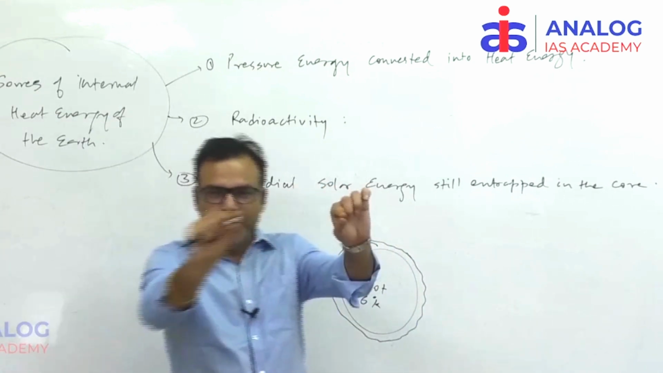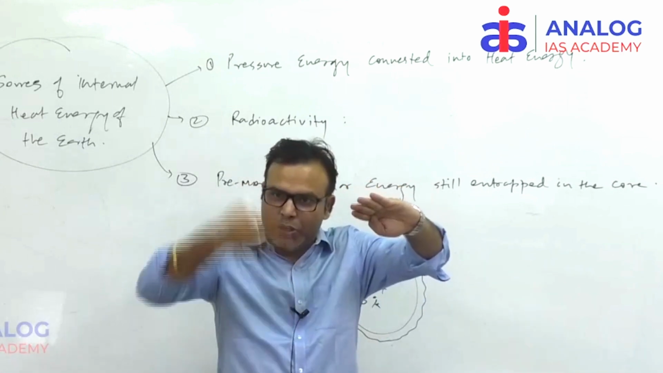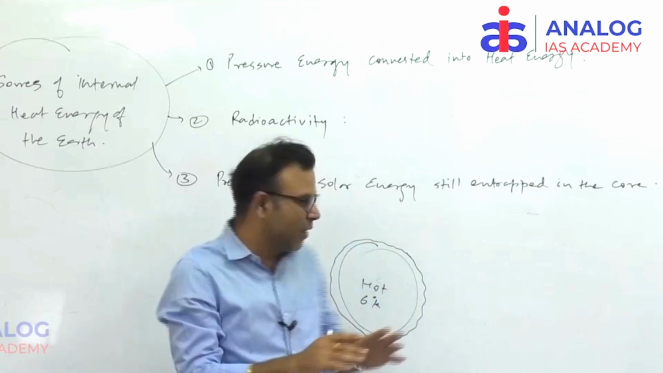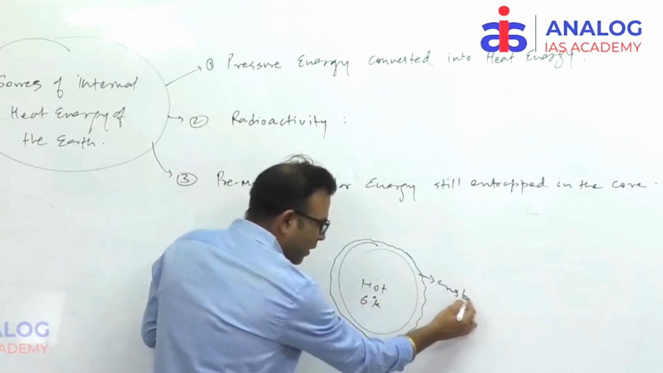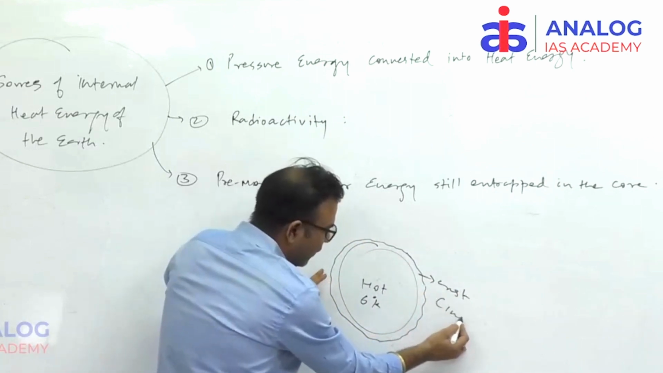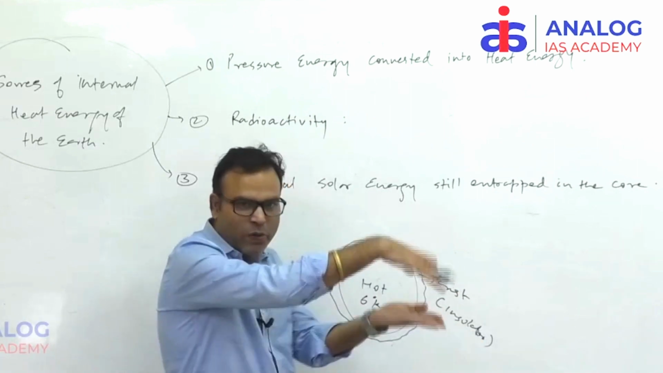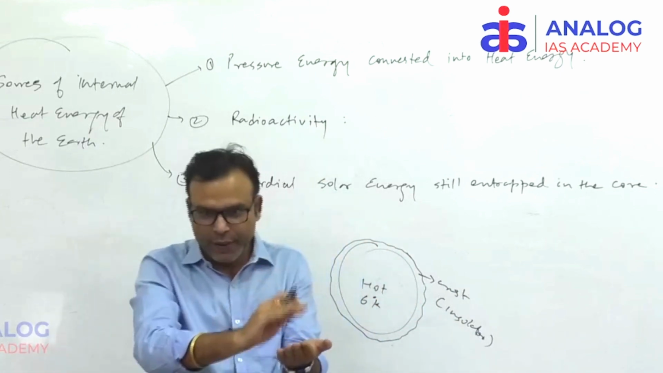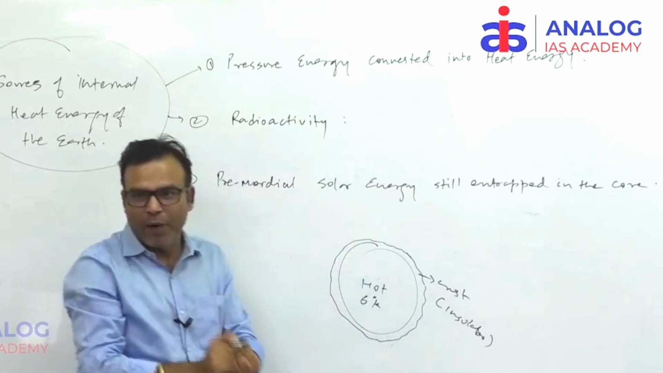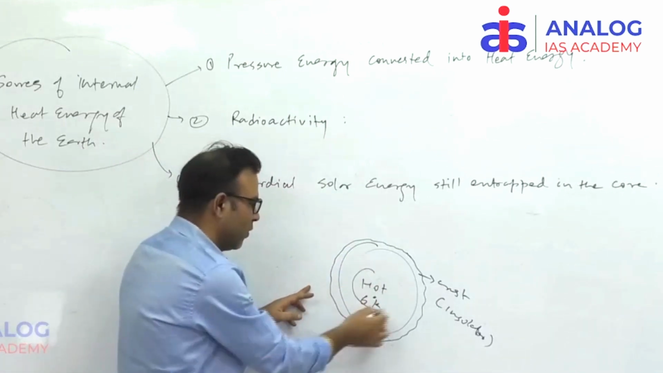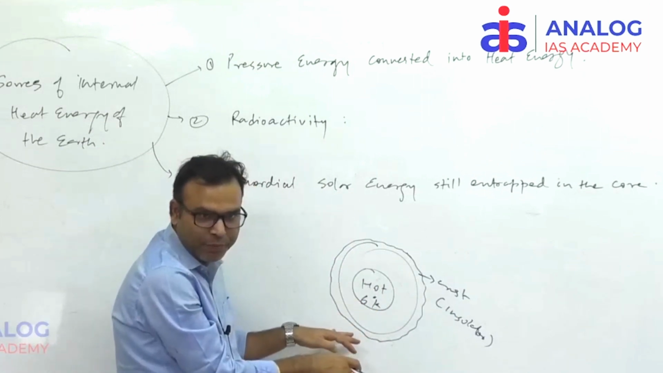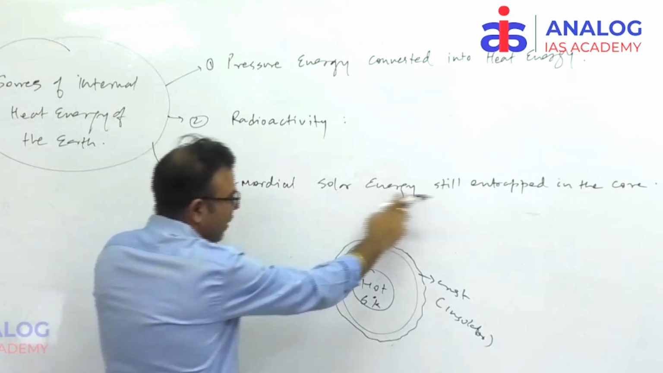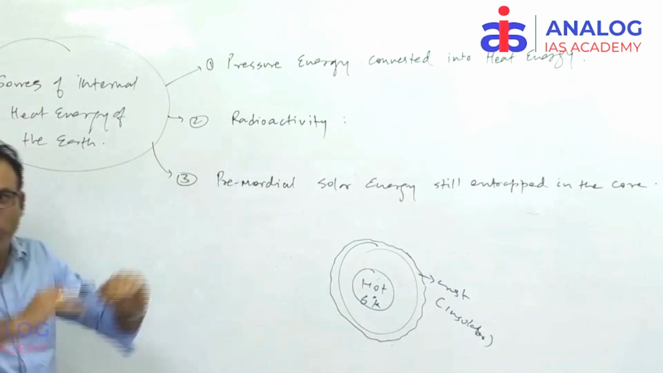When a thin layer gets developed on the tea, the heat energy loss speed gets reduced somewhat. Isn't it? In the same way, after the crust formation, the crust acts like what? An insulator. When you place an insulator over hot things, the heat leakage will be what? Slowed down. Heat is not lost. Heat gets trapped now. So the heat is still inside the core at the same temperature. So this concept is called what? Primordial solar energy is still entrapped in the core, which is lost very slowly now.